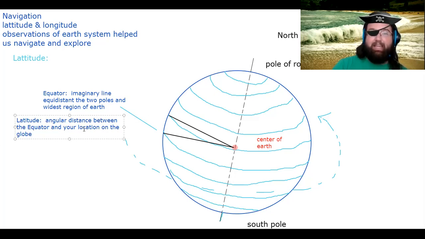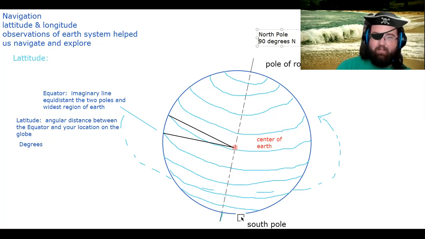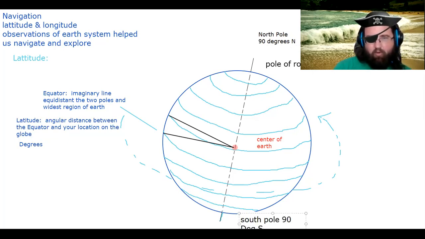Latitude is an angle, and so we measure angles. Most of you are probably familiar with degrees. The North Pole would be at 90 degrees north, and the South Pole would be at 90 degrees south. So you can see that the angle between the equator and the pole of rotation where it comes to the surface will always be 90 degrees. So between the equator and each of the poles is 90 degrees.